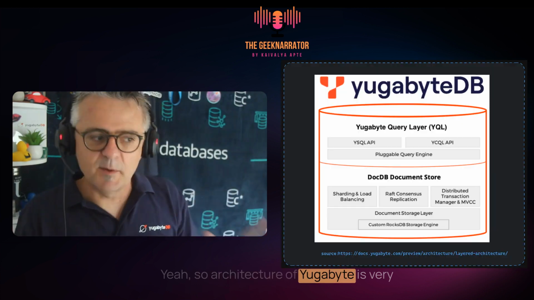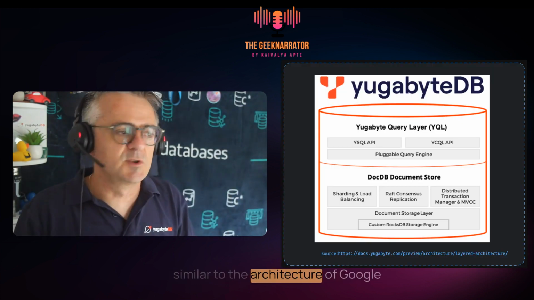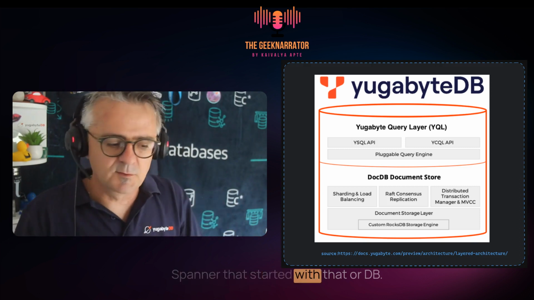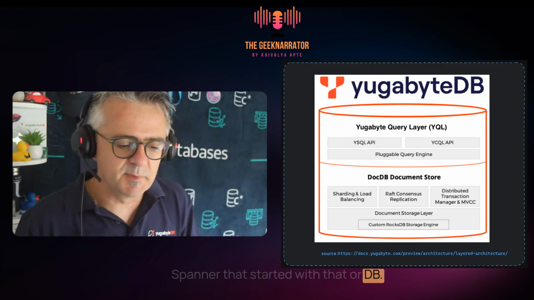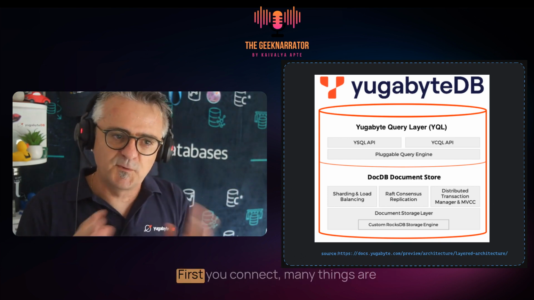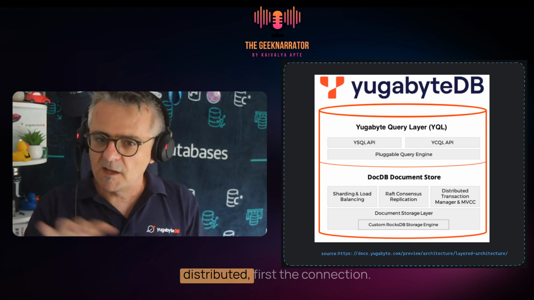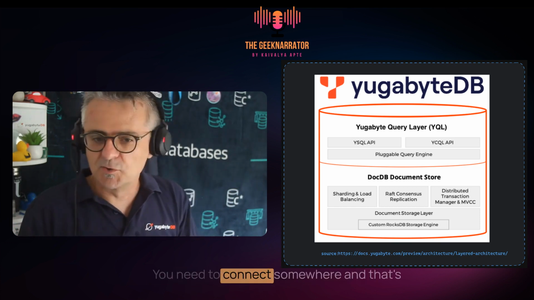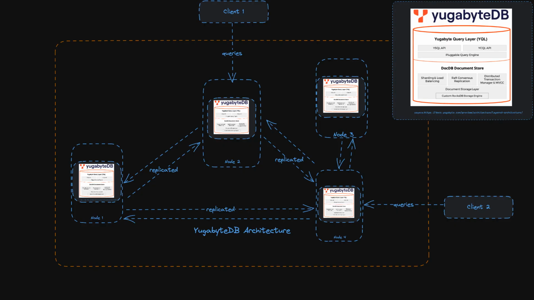Yeah. So the architecture of Yugabyte is very similar to the architecture of Google Spanner that started with that, or CockroachDB or TiDB. The thing is that it's not directly distributed. First, you connect. Many things are distributed. First, the connection. You need to connect somewhere, and you can connect on any node. That's different from a single Postgres, which can have read replicas, but you cannot do everything in any replica. So first, you connect to any node.